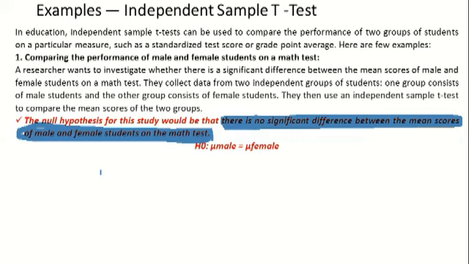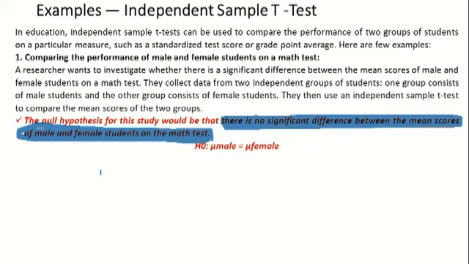Before I go to the null hypothesis, there's another hypothesis we can state in this manner: that the mean score for male is different from the mean score of female on the math test. The mean score of male is higher than the female mean score on the math test.